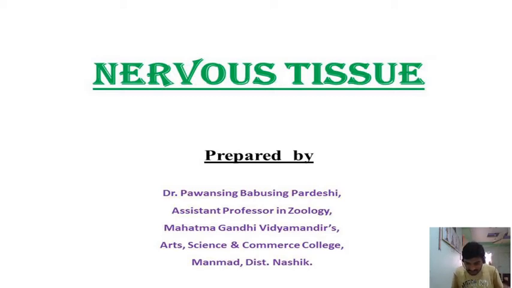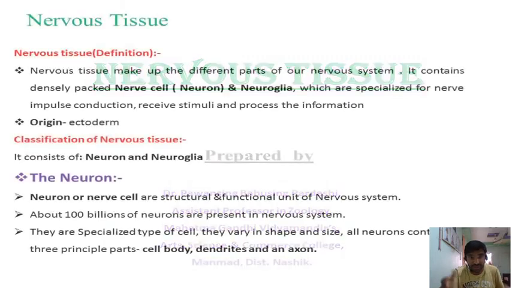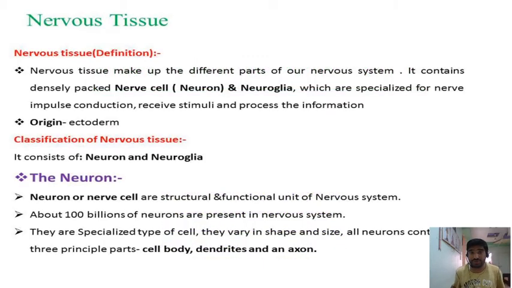This nervous tissue is composed basically of three types of cell. We will discuss them one by one. First, the definition of nervous tissue.